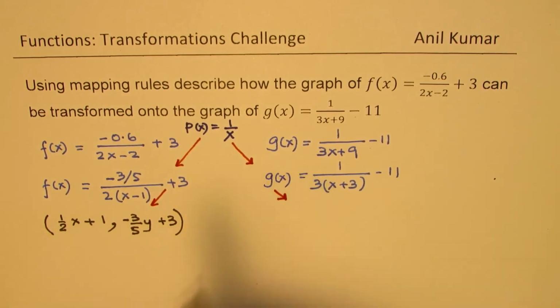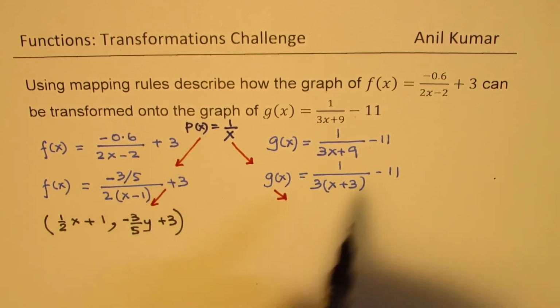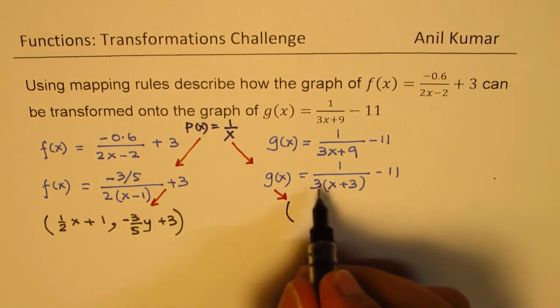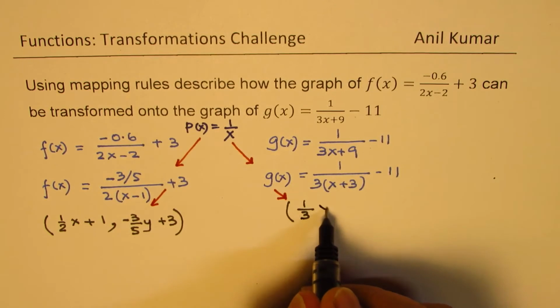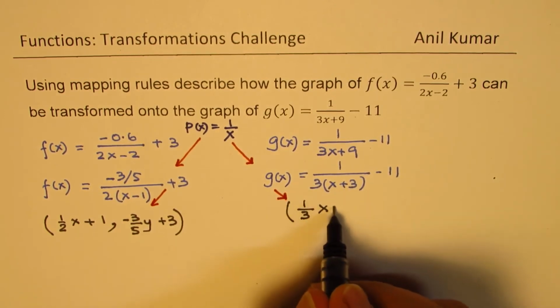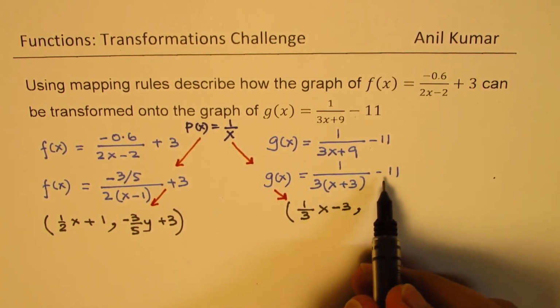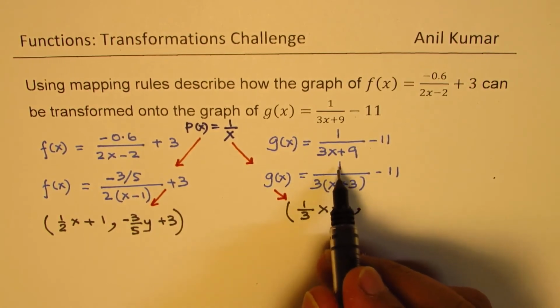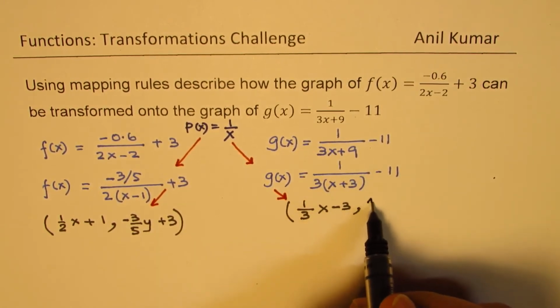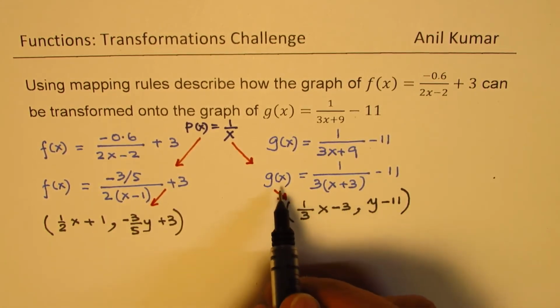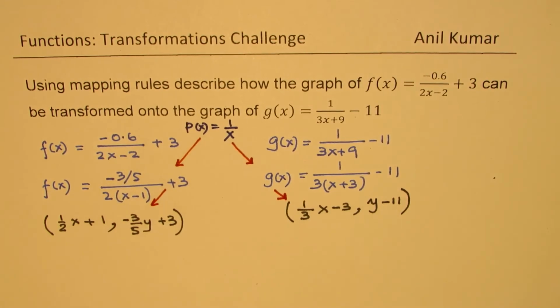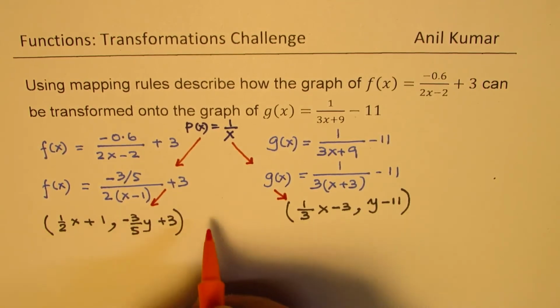Clear? On the other hand, for g of x with reference to the parent function, the transformation is that the x values are horizontally compressed by a factor of 3 and then moved 3 units left, that is minus 3. The y values, as such, nothing happens vertically, then minus 11. So that is the transformation of g of x from the parent function 1 over x, right? So that is one step. The next step is to relate these two.